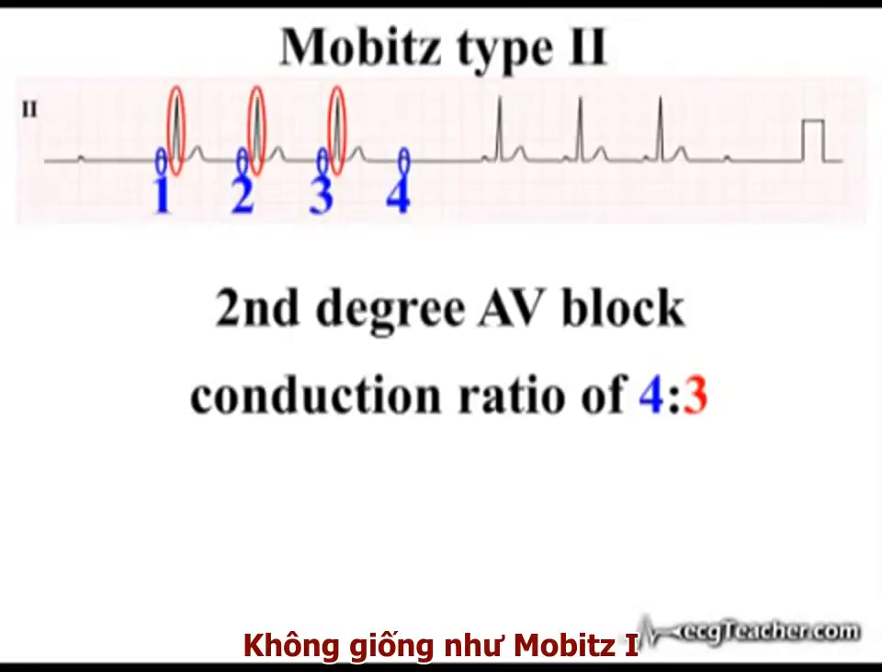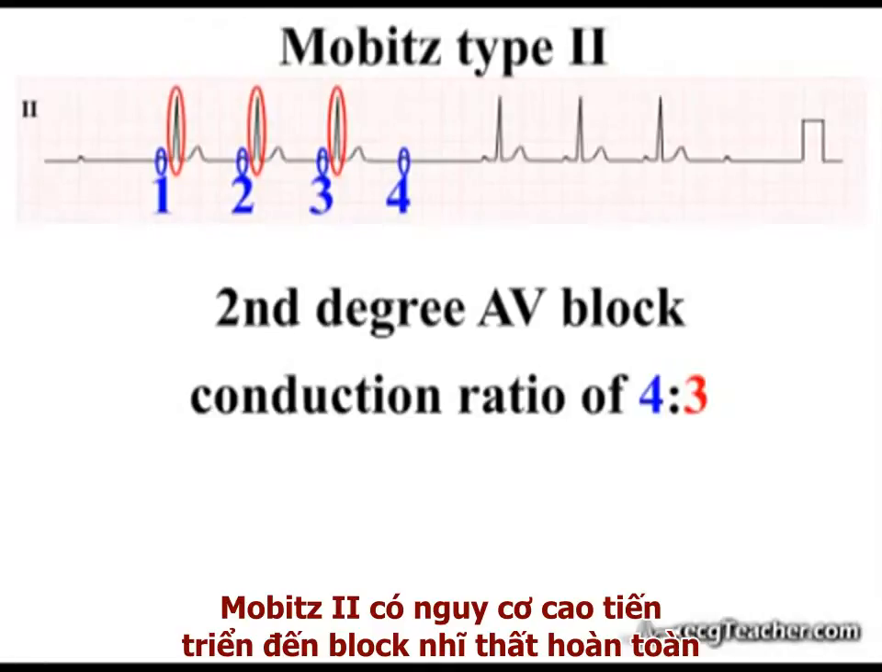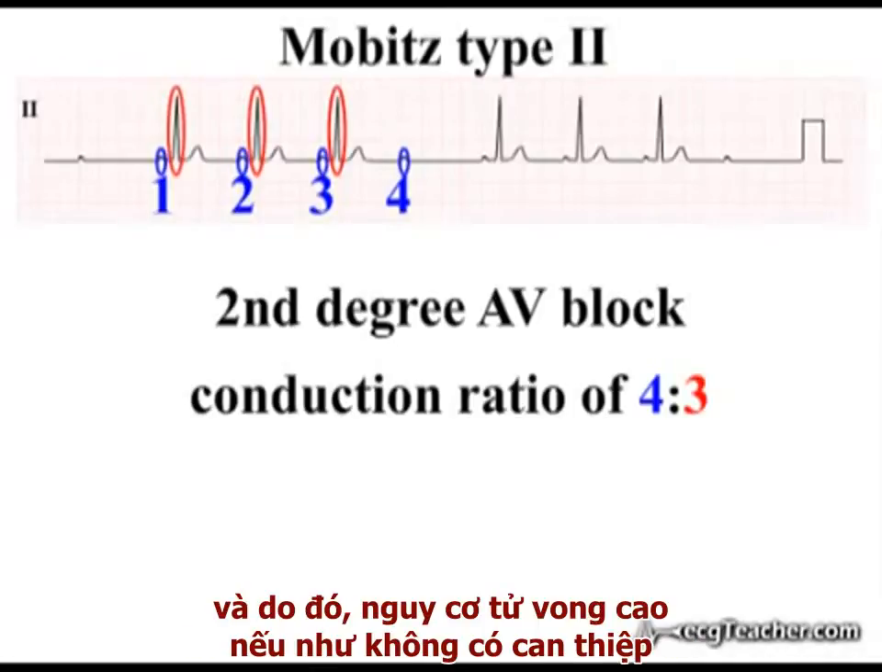Unlike Mobitz type 1, Mobitz type 2 carries a significant risk of progression to complete AV block and is therefore associated with a significant mortality in the absence of intervention.